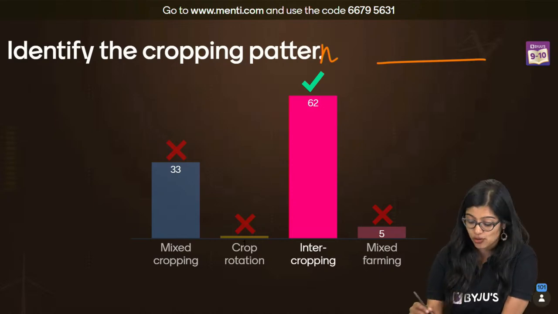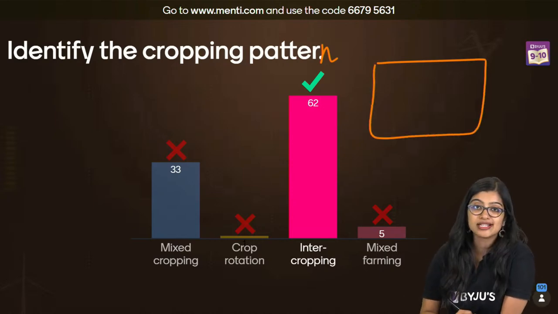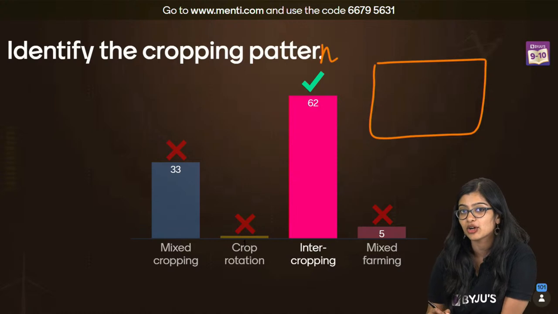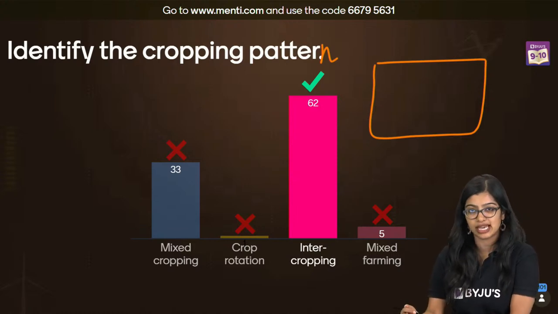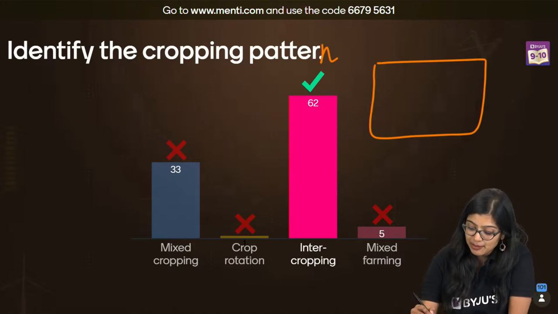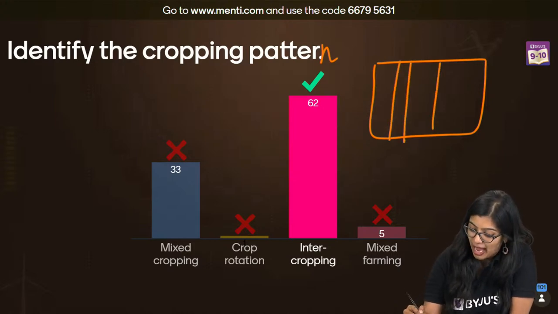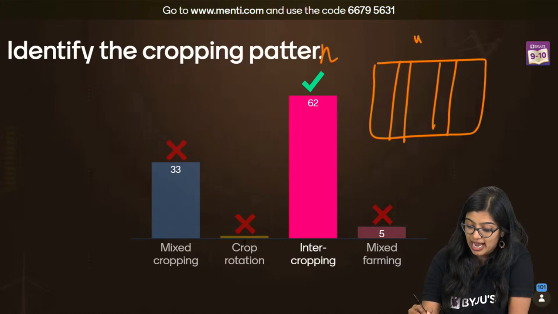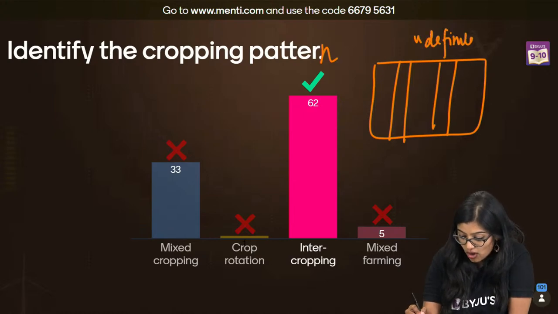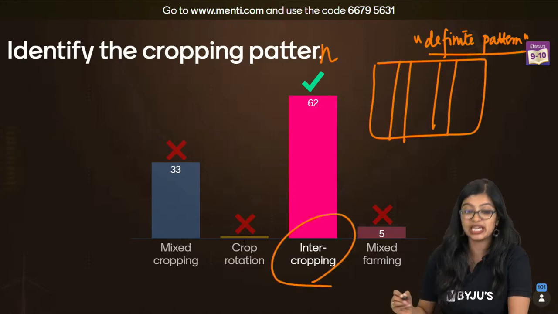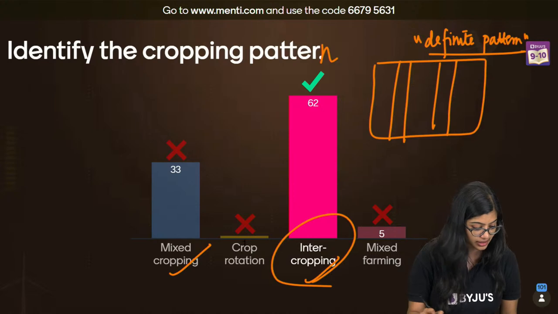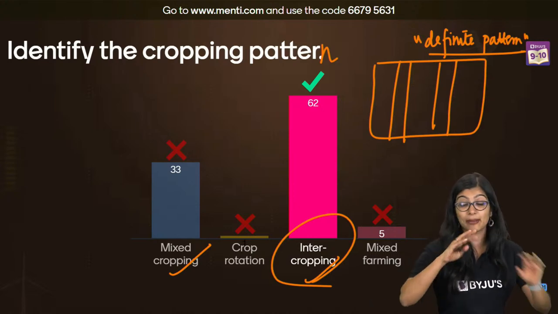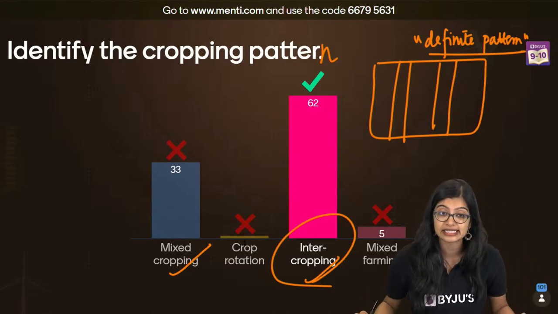So here, what did you observe? Most of you got it right, so very proud of you. Now, what is the difference between mixed cropping and intercropping? Mixed cropping is when you grow two or more crops simultaneously on the same piece of land. But when you grow them in a definite pattern, like how you observed, in definite rows, then it is going to be intercropping, right? So in this case, the correct answer here is option C, which is intercropping.